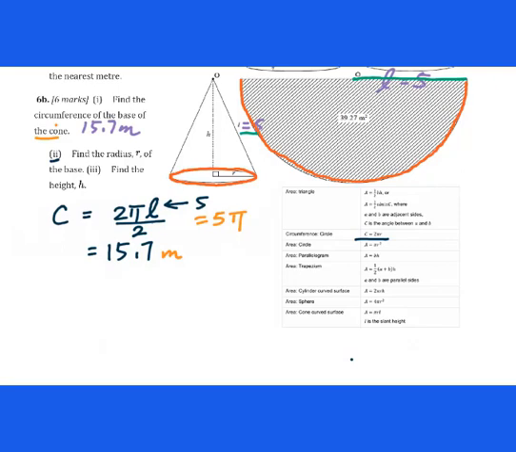Now let's go to the second one. Find the radius r of the base. We already know the circumference of the base of the cone. We can get this r. So we do 2 pi r equals 15.7. Then this r equals 15.7 divided by 2 pi. You will get 2.50.